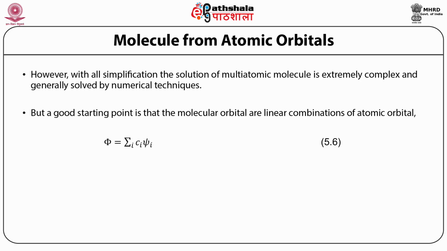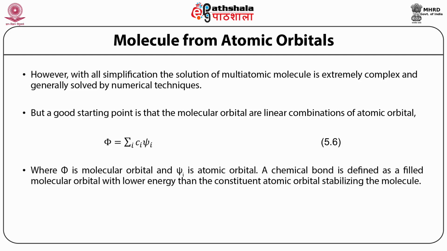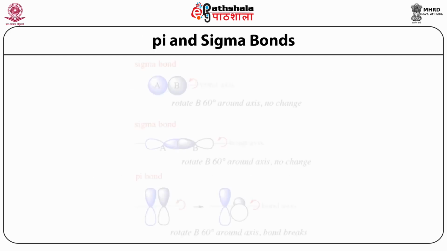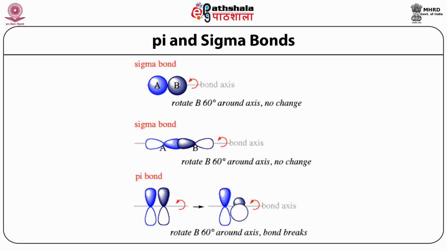But a good starting point is that the molecular orbitals are the linear combinations of the atomic orbitals. That is, if phi is the molecular orbital and psi i is the atomic orbital, then phi is equal to the summation over i of Ci psi i. A chemical bond is defined as a filled molecular orbital with lower energy than the constituent atomic orbitals, stabilizing the molecule. So now students, let us discuss the pi and the sigma bonds.